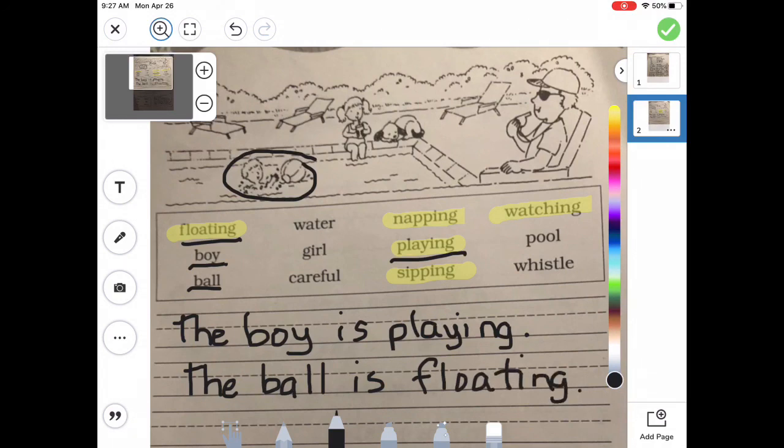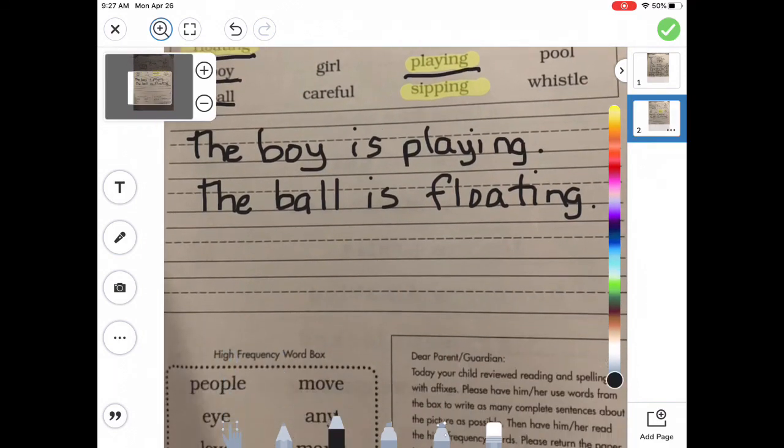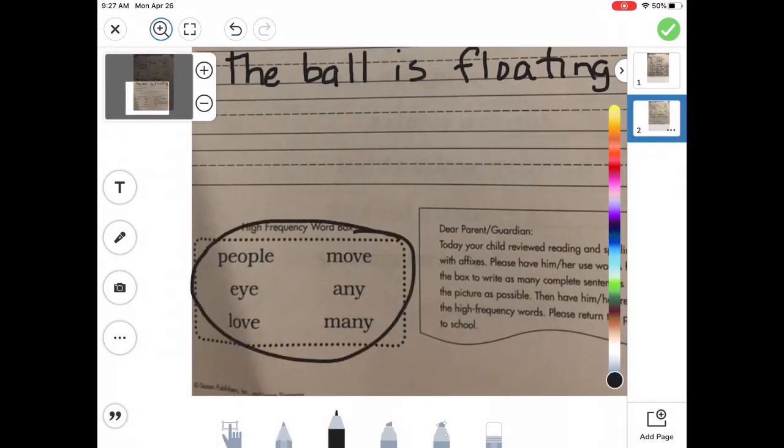Good job. All right, guys, I want to see if you can figure out some more sentences using the words on this page, okay? You're going to write a couple sentences, and there's a couple words that you can practice at the bottom.